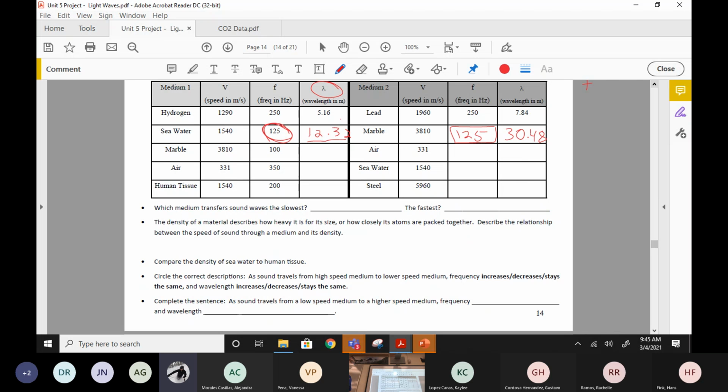And then the same thing for the last one on that page, but now you're going to fill in the blanks instead of circling answers. Right? And your options are going to be increases, decreases, or stays the same for both blanks. But now it's backwards. It's going from low speed to high speed. I would use maybe this one as we go from human tissue at 1,540 to steel 5,960. What happened to the frequency? Did it increase, did it decrease, or did it stay the same? And what happened to the wavelength? Did it increase, decrease, or stay the same?